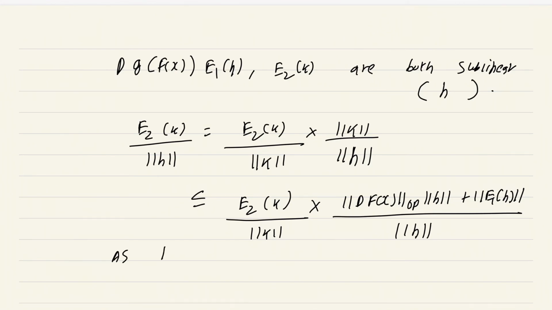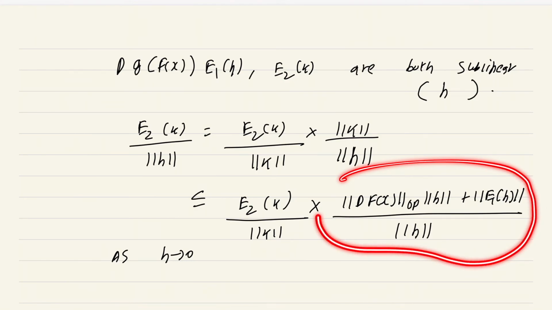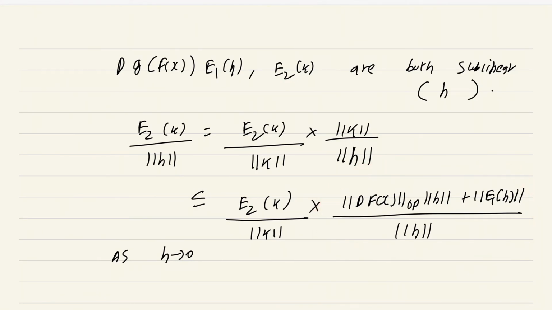Now as h goes to 0, this second term obviously goes to 0. As h goes to 0, k goes to 0 as well, and the second term goes to 0. And because as h goes to 0, k goes to 0 by continuity of f at the point x, the first term also goes to 0.